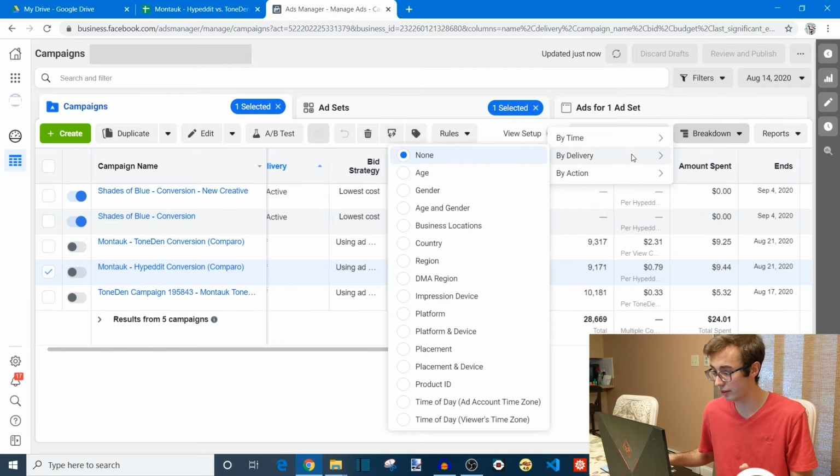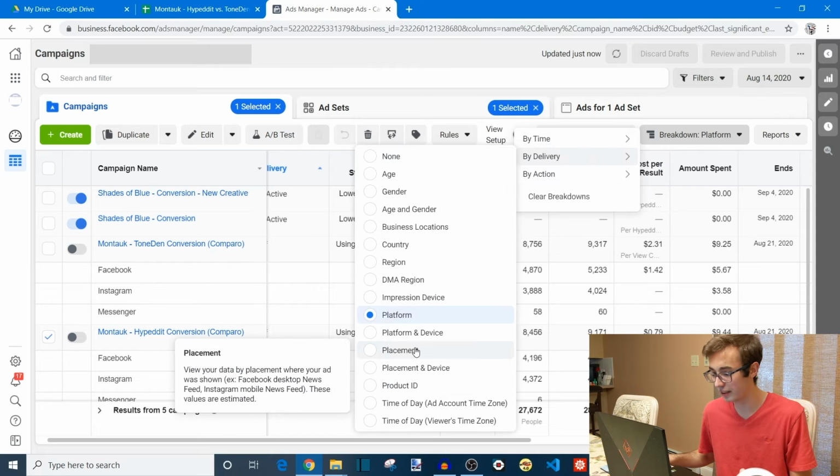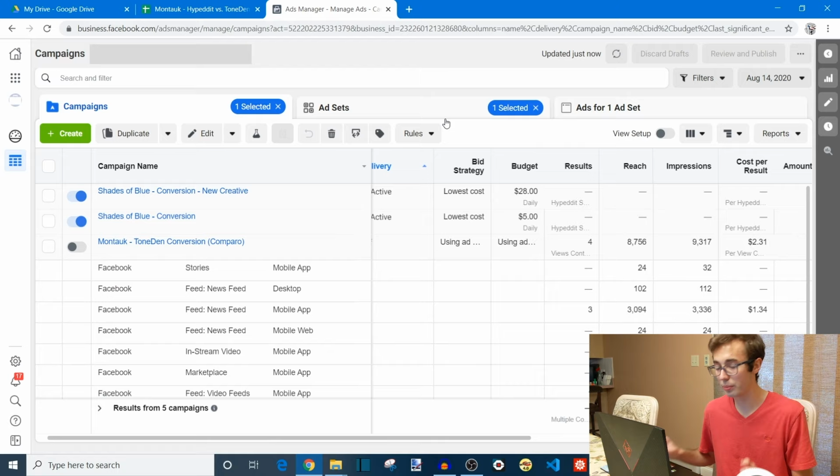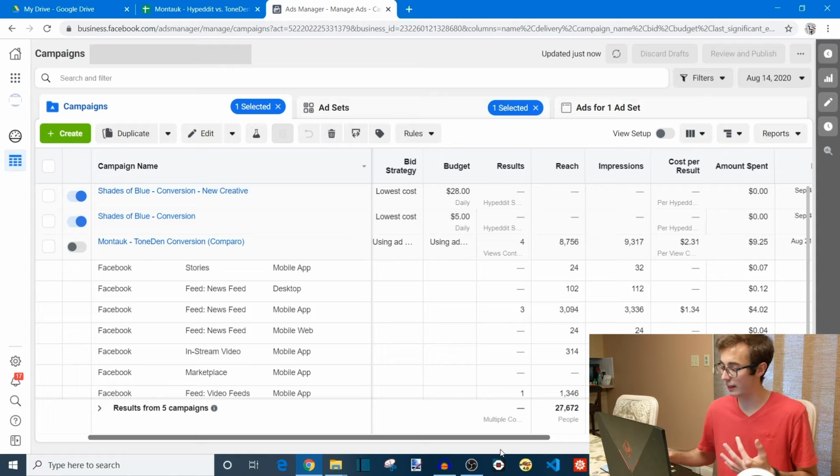Then we're going to go to Breakdown, Delivery, and we're going to look at Platform. So we're going to look at Placements. And this is the places on Facebook and Instagram where my ad was shown. So things like Instagram Explorer, all of the stories, etc. And this is a really interesting insight that I learned here.